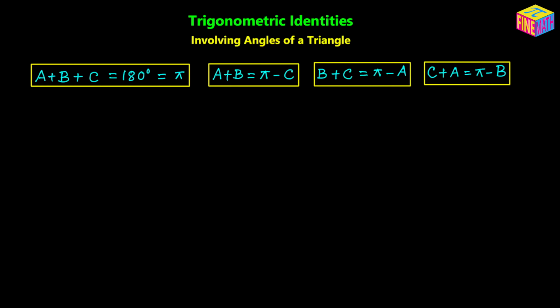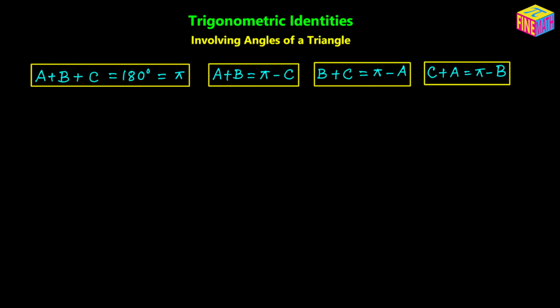So these trigonometric identities are also sometimes called conditional identities, because the angles that are involved in these identities are related together through a condition, and that binding condition is that their sum is equal to 180 degrees or pi radians.